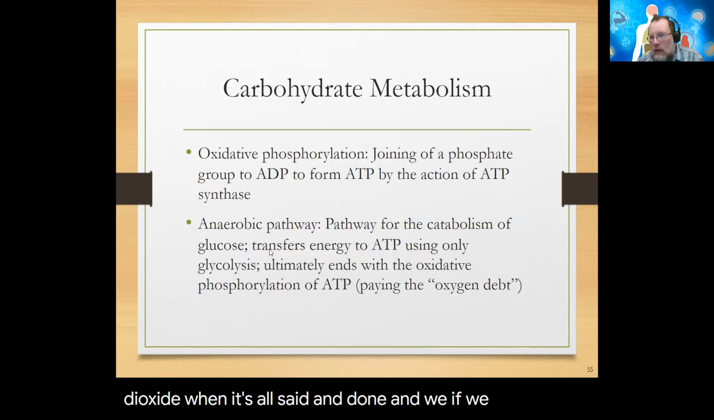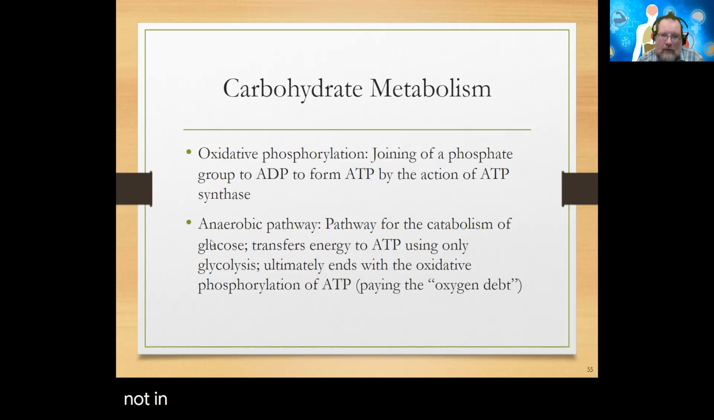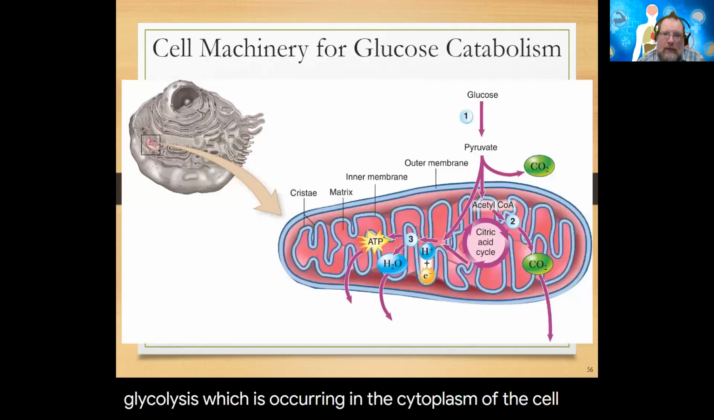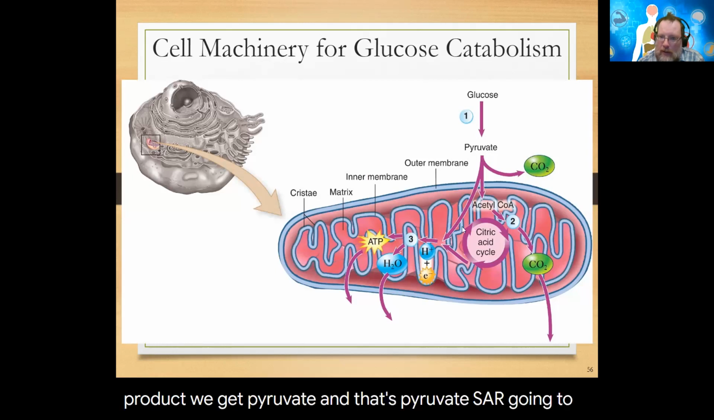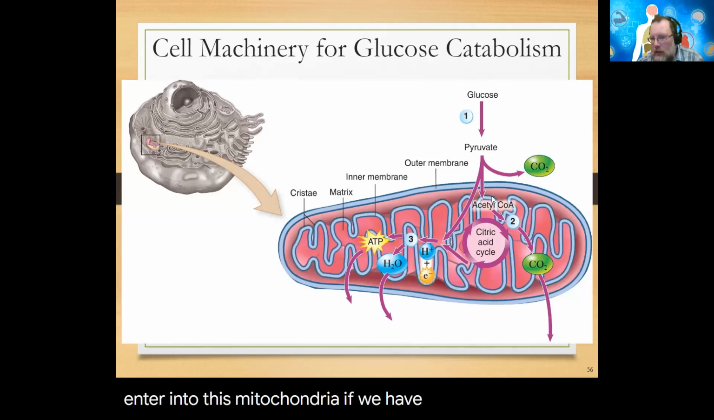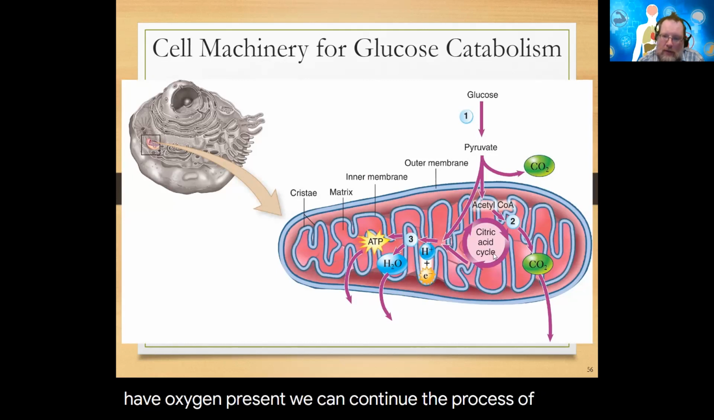And if we don't include the citric acid or Krebs cycle, that means oxygen is not involved. So the anaerobic pathway simply involves glycolysis, which is occurring in the cytoplasm of the cell. And so your glucose goes through glycolysis out here. That's the anaerobic pathway. And then you can see CO2 as a byproduct. We get pyruvate, and those pyruvates are going to enter into this mitochondria if we have oxygen present. If we have oxygen present, we can continue the process into the citric acid cycle.